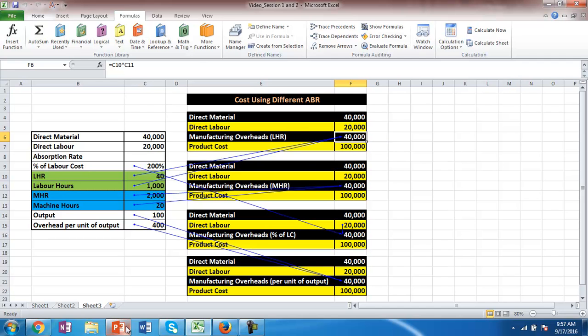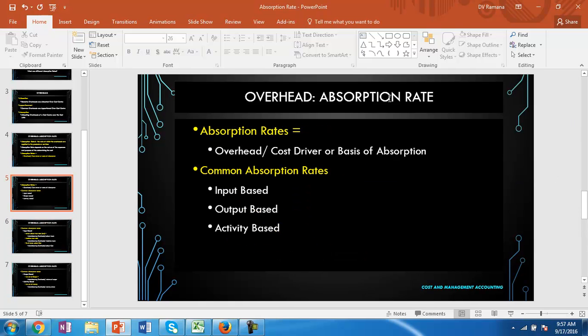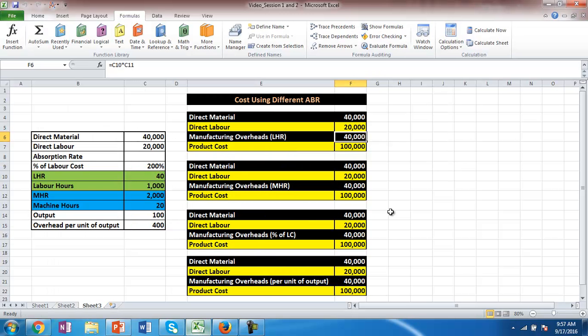So in this presentation, we tried to understand that there are different absorption rates, and the absorption rate depends on the basis, and the basis can be input based, output based or activity based. However, whatever the basis, the total amount of overheads charged or applied should be the same, because this is budgeted, but the actual may be different from this budget.